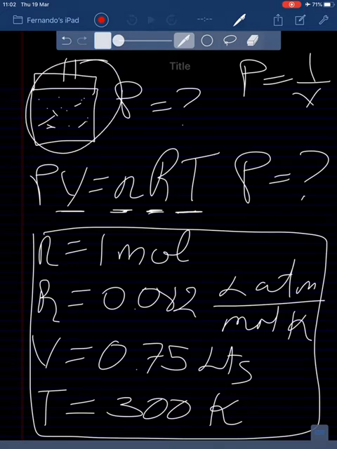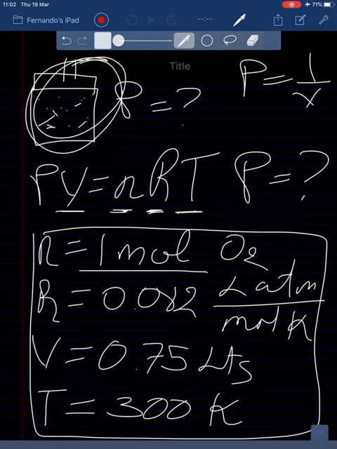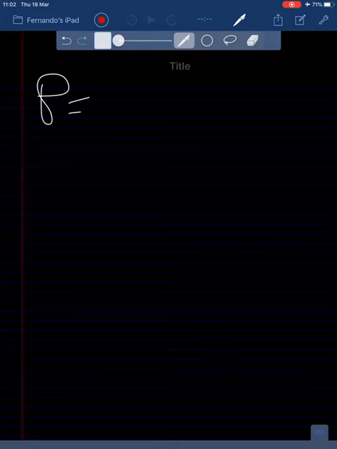So what you see in this piston is actually what? 1 mole of a gas, any gas, let's say for example oxygen. The volume of this piston is going to be 0.75 liters and the temperature is going to be 300 Kelvin. So with these parameters, now we might be able to calculate the pressure.